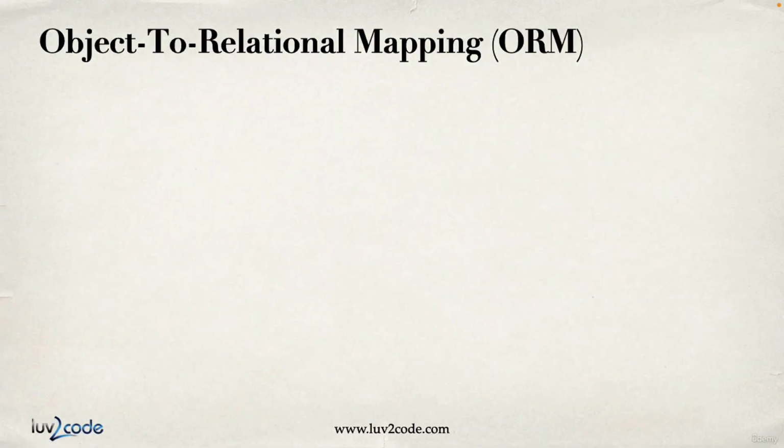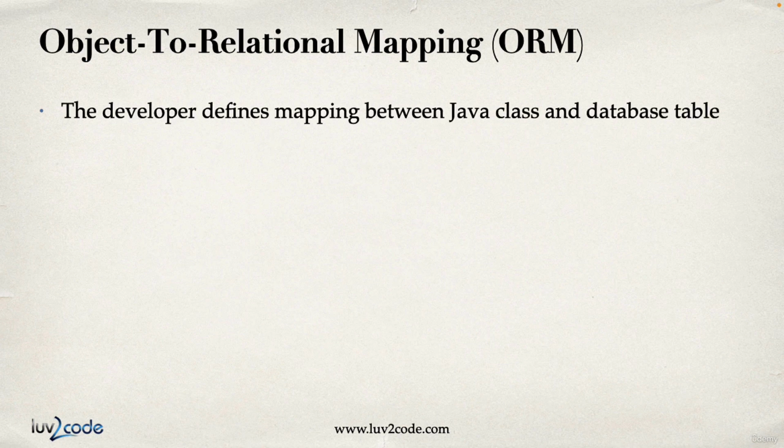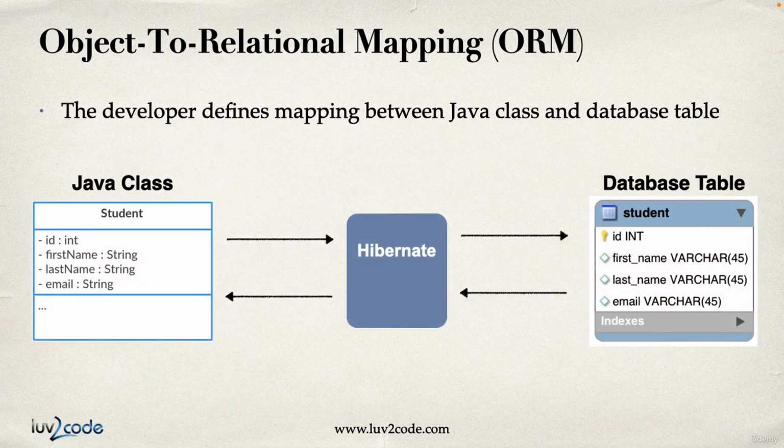Well, how does it work? Again, Hibernate provides something called the object-to-relational mapping, or you'll hear the buzzword or keyword called ORM. As a developer, all you need to do is tell Hibernate how your Java class or object maps to the data in the database. In fact, you'll map your Java class to a given database table.